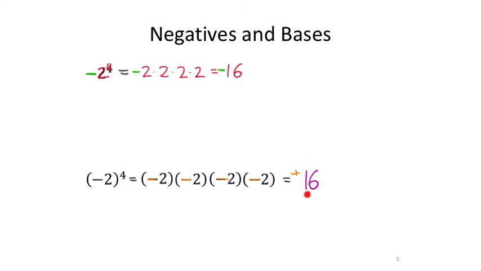Okay, so the second one is positive 16, the first one's negative, and it became a positive because of the parentheses, and there were 4 negatives. 4 negatives makes a positive. 1 negative is odd, so it makes a negative answer.